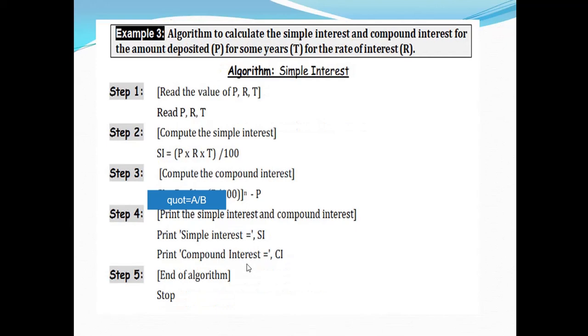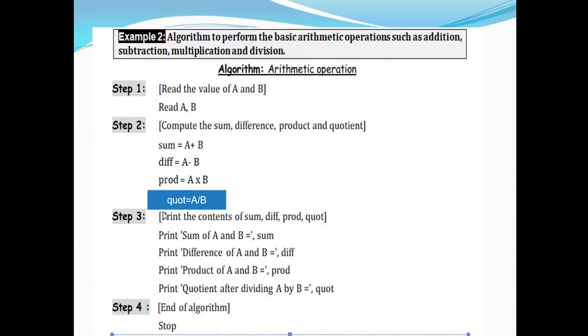Multiplication and division. So this is the division symbol here. So here the first step is: read the value of A and B. This is the comment, an explanatory comment. Here we are reading the values A and B. The first number is stored in A and the second number is stored in B.